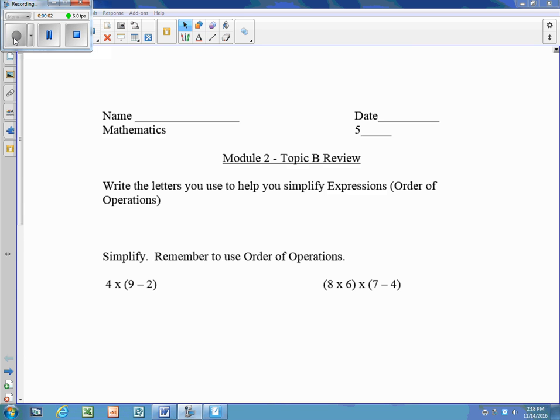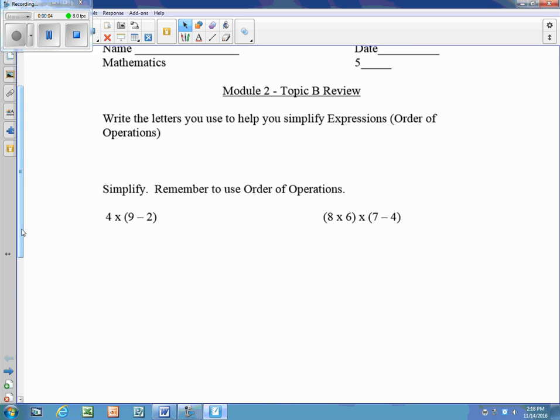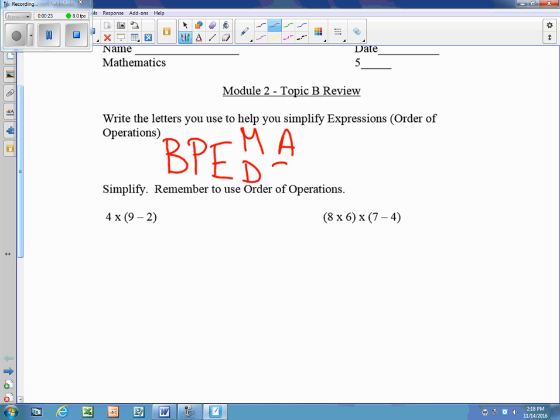Module 2, Topic B review. Write the letters you use to help you simplify expressions, because we don't solve expressions, we simplify them. So B for brackets, P for parentheses, E for exponents. Then we do multiplication and division at the same time. And then we do addition and subtraction at the same time.